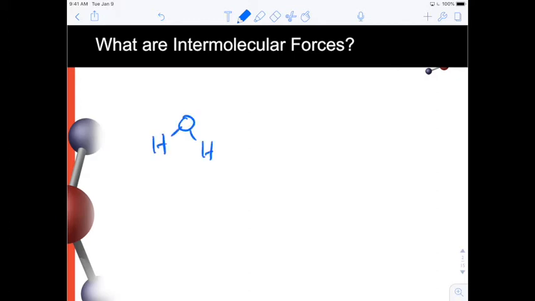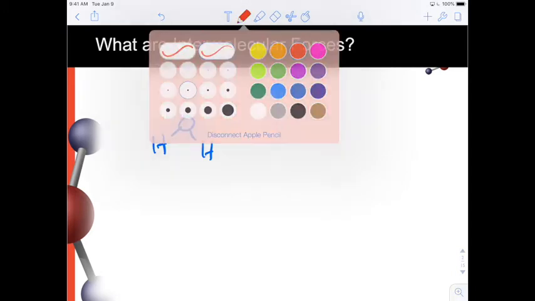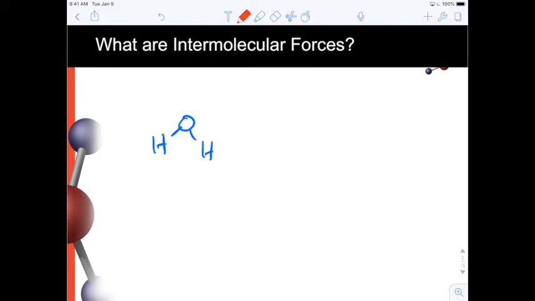And in Gen Chem 1, we learned an awful lot about intramolecular forces, the forces within a molecule, if you will. So we learned about these bonds here. This here is a covalent bond. This is an intramolecular force.